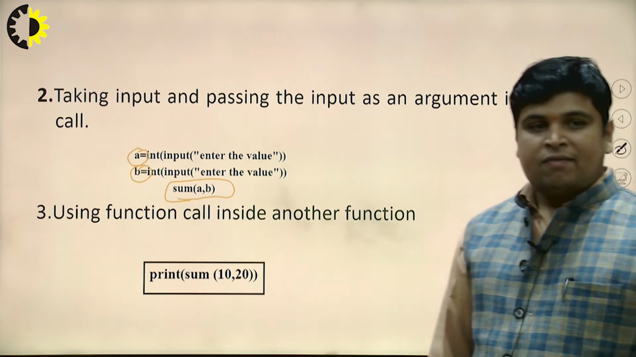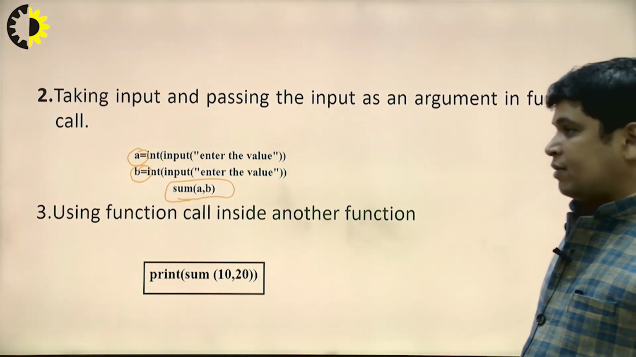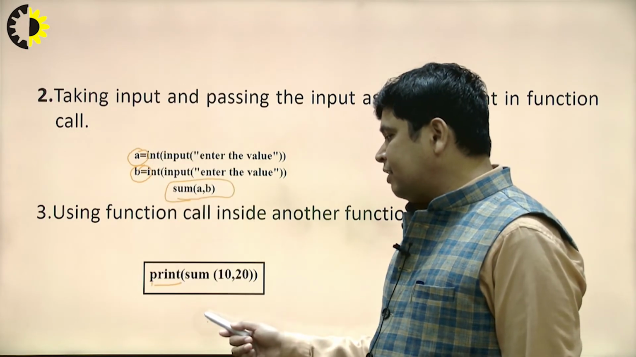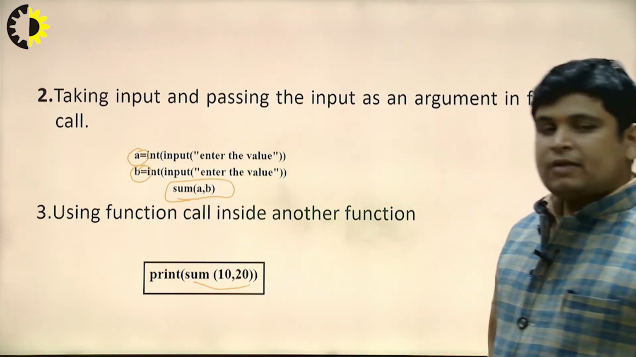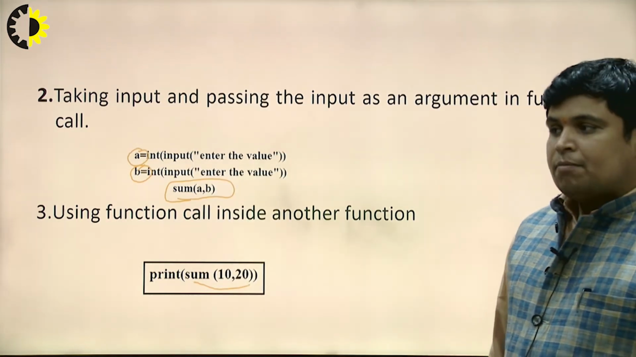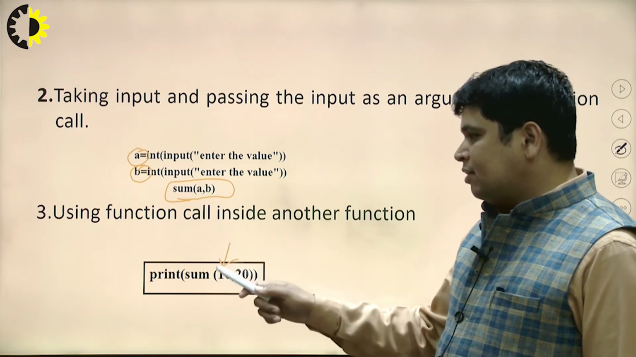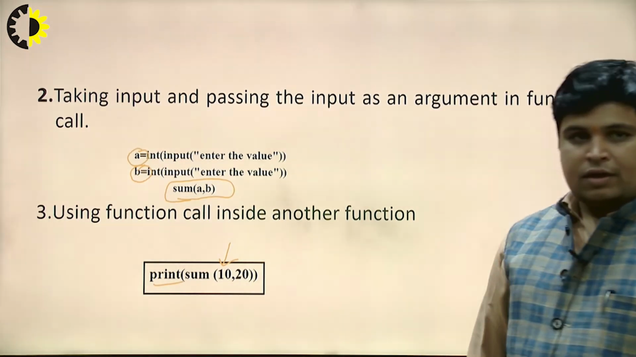In the third way, you have seen using a function call inside another function. Inside the built-in function, I have called the user defined function sum(10, 2). We can pass it, but first priority goes to the inner call, and when that inner call finishes its execution, then priority goes to the outer call.